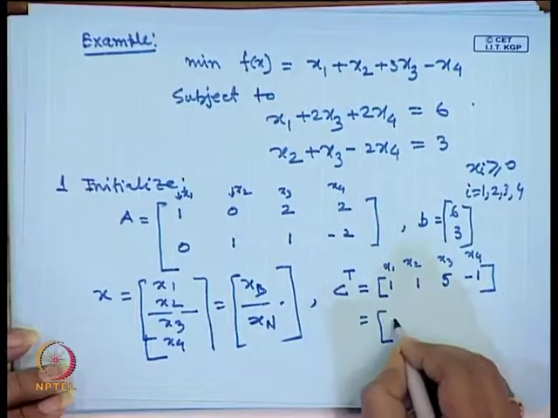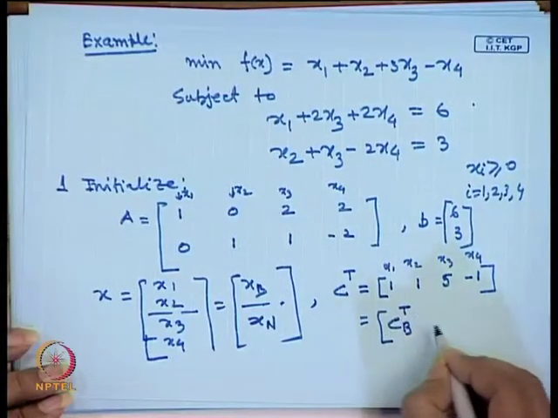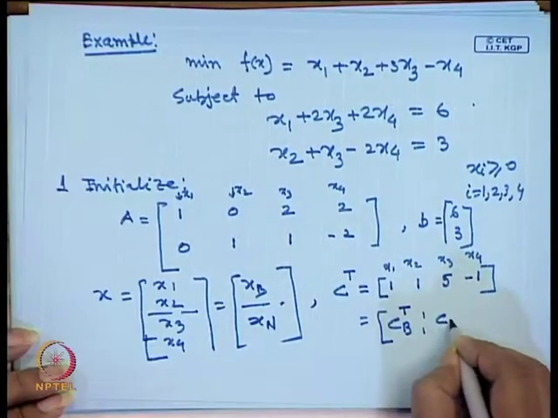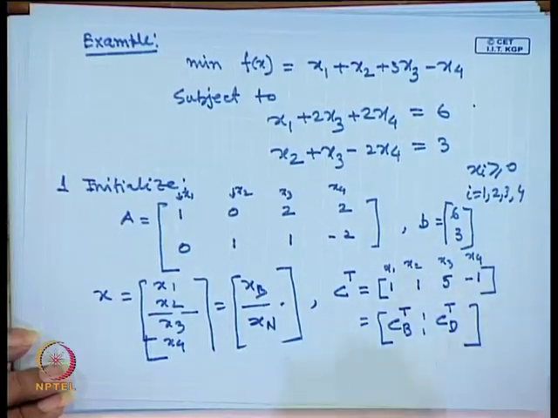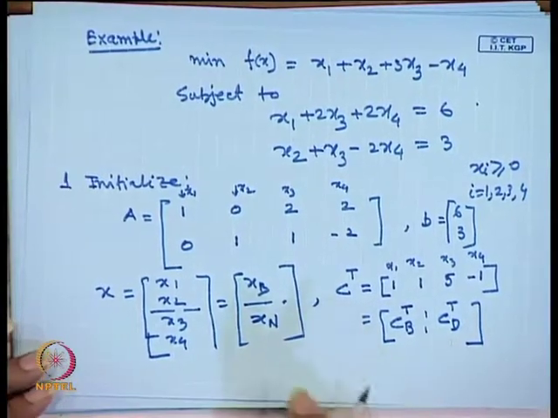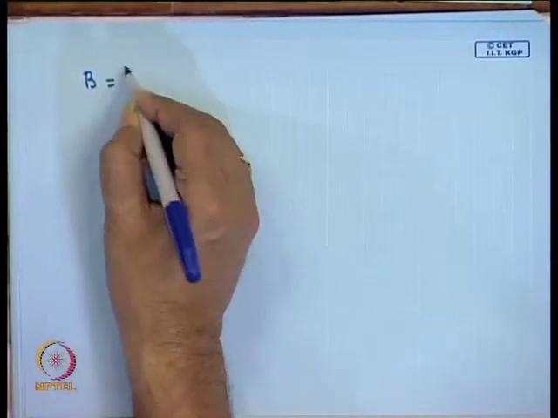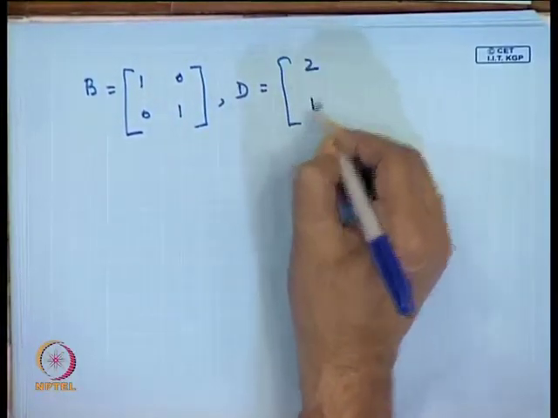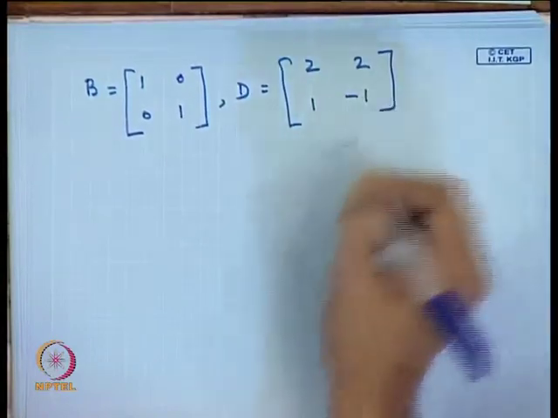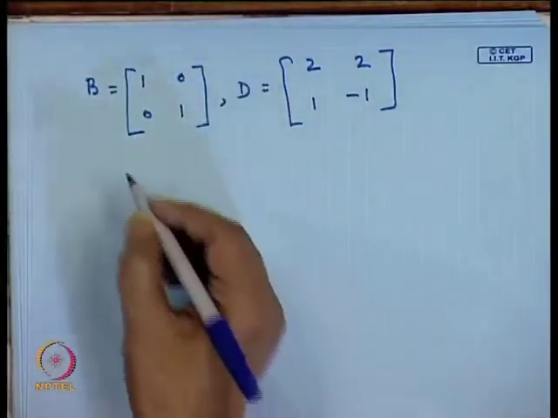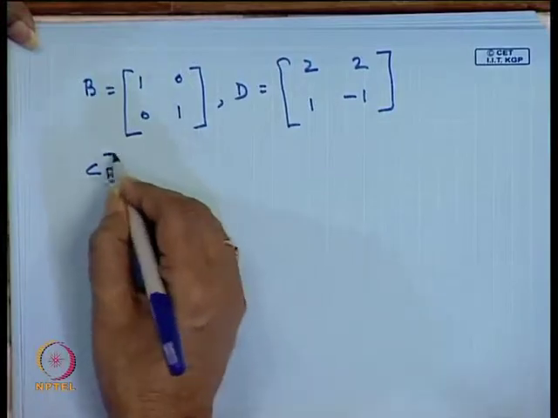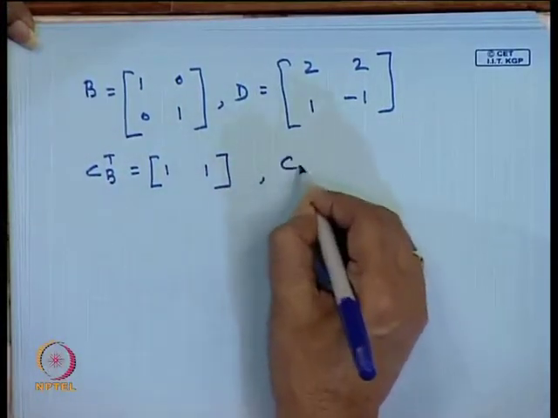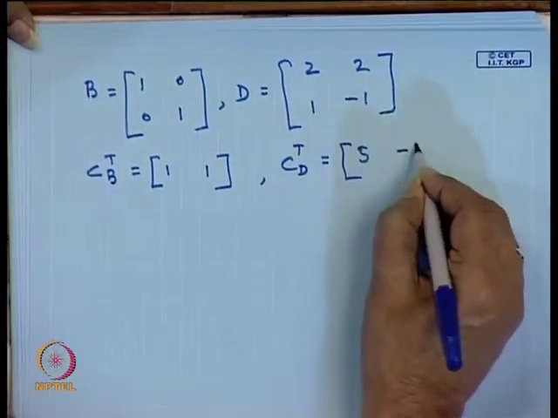So, C B is the matrix corresponding to the basic variables x 1, x 2, and C D corresponds to the non-basic variables x 3, x 4. So, we have partitioned it this way, and you know what our C and B are. Our B is 1 0 0 1, D is 2 1 2 minus 1, agree? This is our D. Similarly, C B transpose is equal to 1 1 and C D transpose is equal to 5 minus 1. So, this we have envisioned.